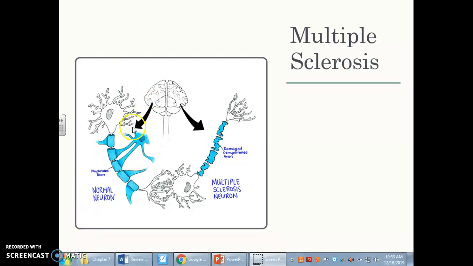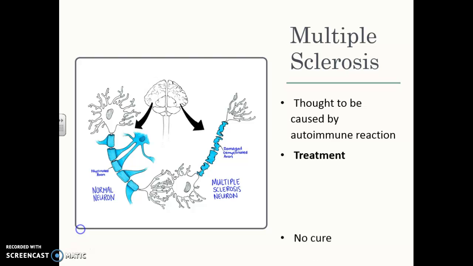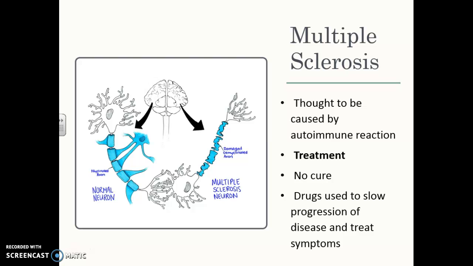Okay, what's going on with multiple sclerosis? You can see in a normal neuron, we have our myelin sheath, but in multiple sclerosis, this myelin has been damaged, and that really hurts the message going through that axon and causes problems. Why does this happen? We don't know for sure. It's thought to be an autoimmune disorder. How does one treat it? Well, unfortunately, there is no cure for MS, but there are drugs that slow the progression of the disease and also drugs that will treat the symptoms of the disease.